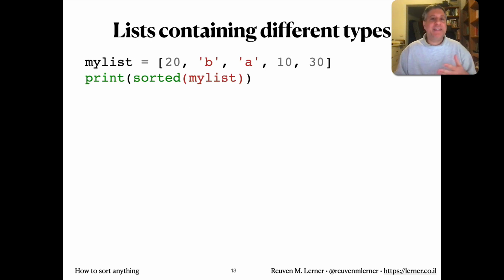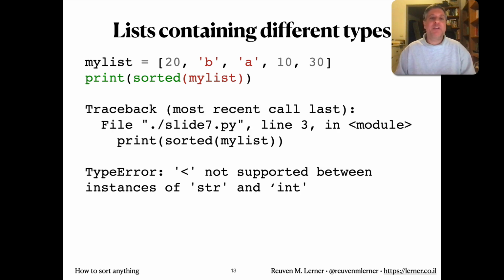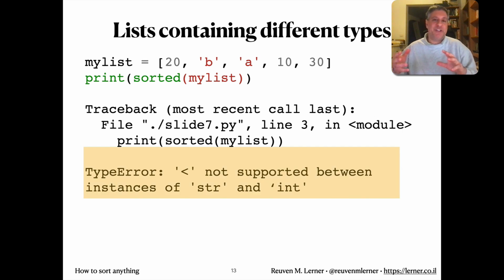Now, lists can contain different types of values. I know, according to Python convention, that's not a good idea, but they can. What happens if we try to sort a list containing different types? Well, actually, it's going to blow up on us. That's going to blow up saying less than is not supported between instances of str and int. You can't actually compare. What does it mean to compare a string and an integer with a less than comparison?